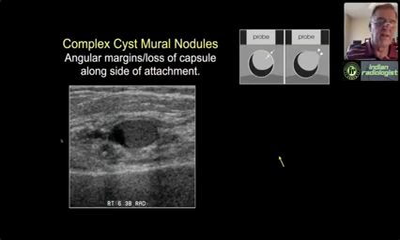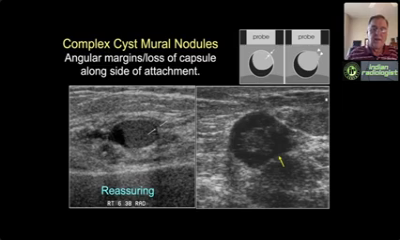So, on the left is a reassuring complex cystic and solid mass caused by apical metaplasia. The apical metaplasia is filling about 80% of the cyst, but it's oval shaped, and all along the point of attachment there's an intact thin echogenic capsule.